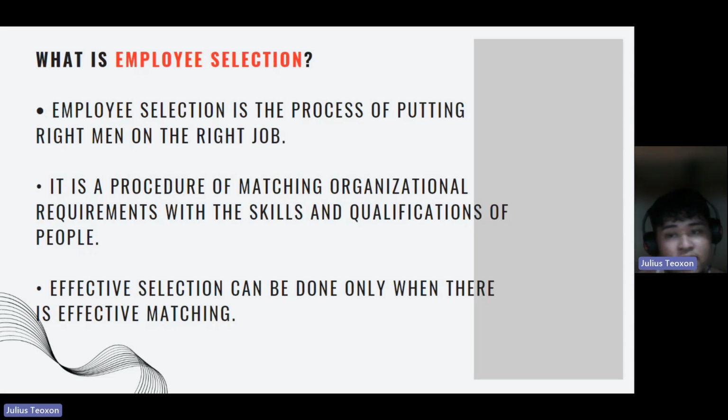But yes, they are qualified and they have the skills, but are they suitable to the right job you put them in? So effective matching is very important when it comes to effective selection.